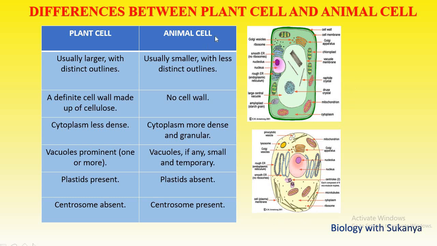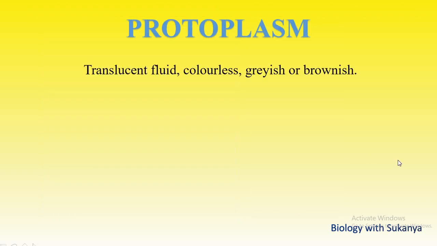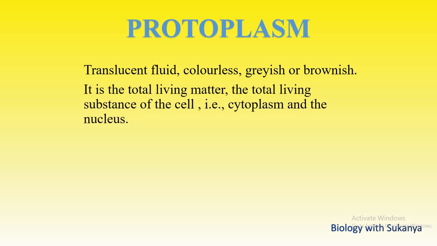So if you are asked to differentiate between plant cell and animal cell, this is the chart that you will be providing, and along with that you will provide the diagram of the plant cell and the animal cell. So what is protoplasm? Protoplasm is a translucent fluid, colorless, grayish or brownish in color. It is the total living matter, the total living substance of the cell, that is the cytoplasm and the nucleus. The whole of the cell consisting of the cytoplasm and the nucleus is known as the protoplasm. Protoplasm is equal to cytoplasm plus the nucleus.